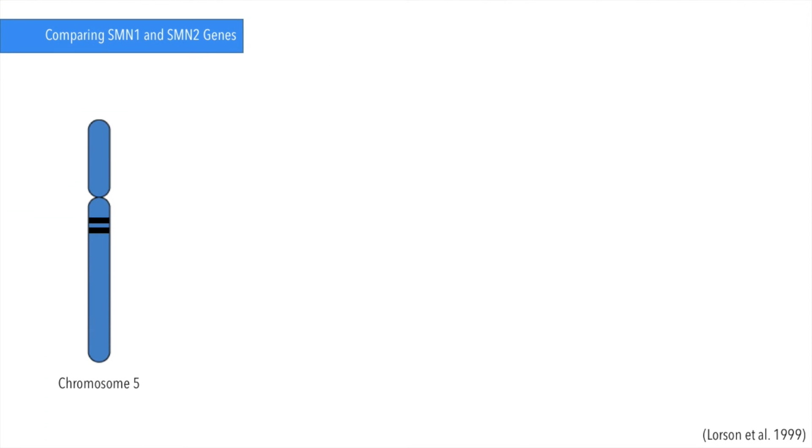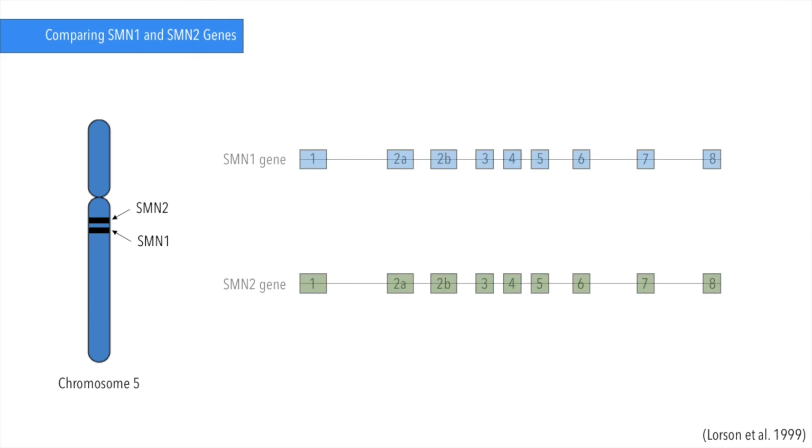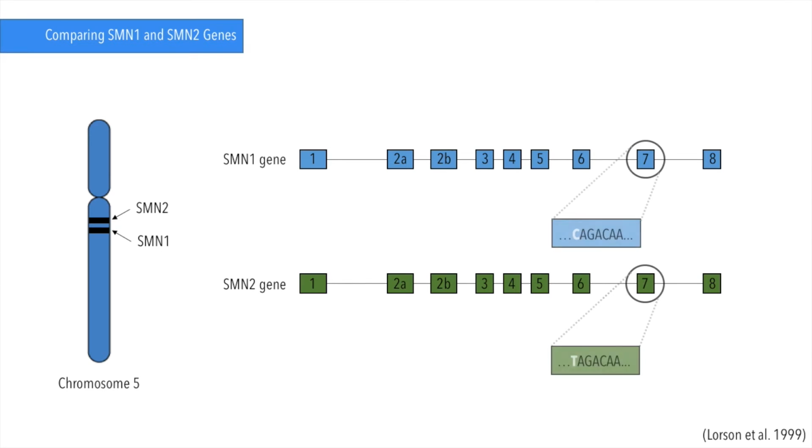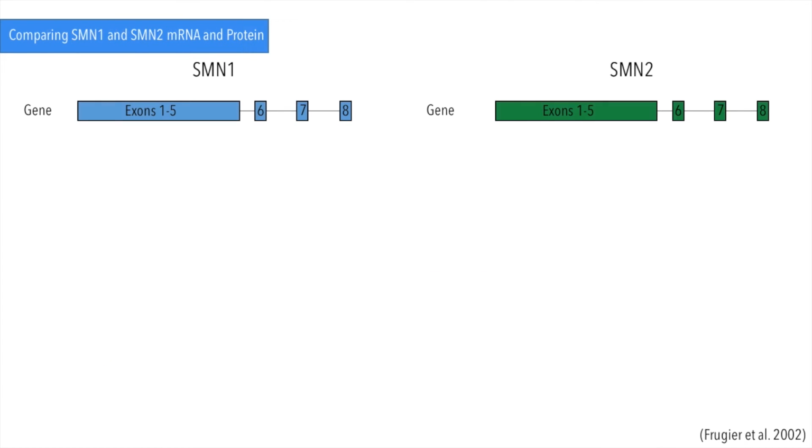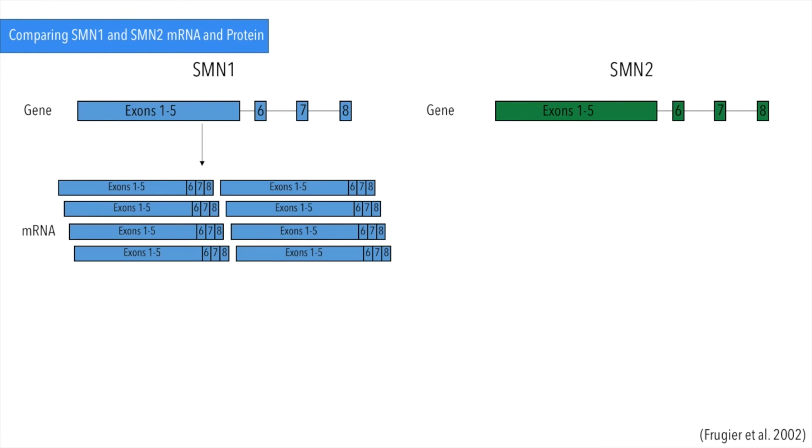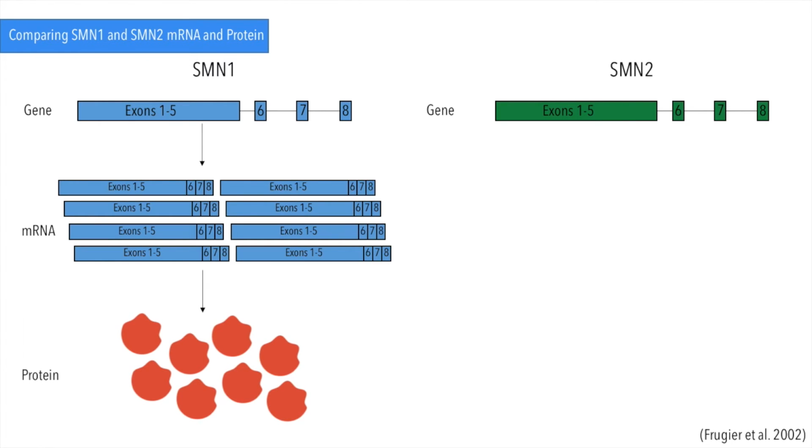On chromosome 5, the human genome has 2 nearly identical SMN coding genes called SMN1 and SMN2. Compared to the telomeric SMN1 gene, the centromeric SMN2 gene has a single nucleotide variation from C to T in exon 7. SMN1 codes for the full-length SMN mRNA, which encodes for a fully functional SMN protein.